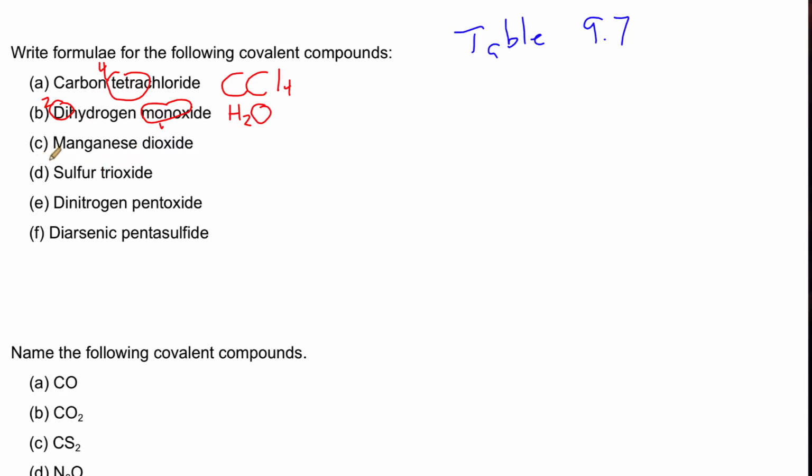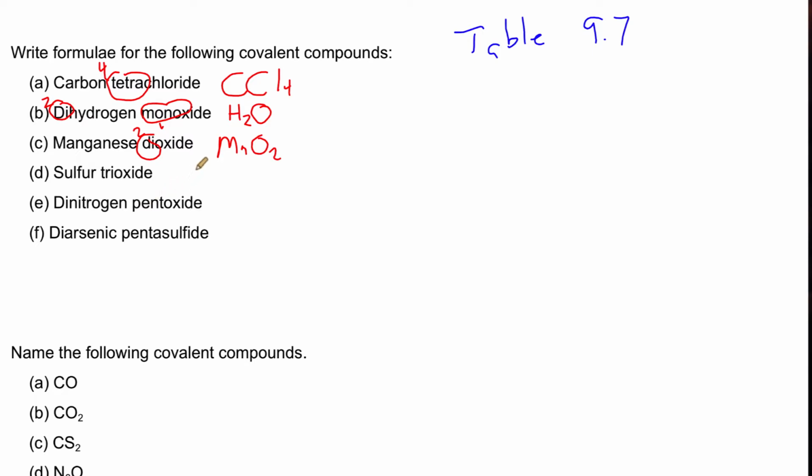The third one, we have manganese dioxide. So manganese, again, there's no prefix on it, so it means there's just one, Mn. Dioxide means oxygen, and di means 2. So 2 oxygens, 1 manganese, and you get manganese dioxide as MnO2.